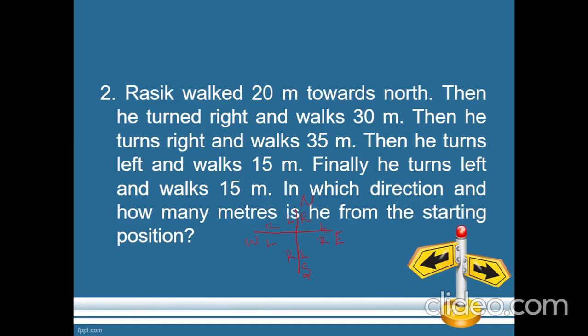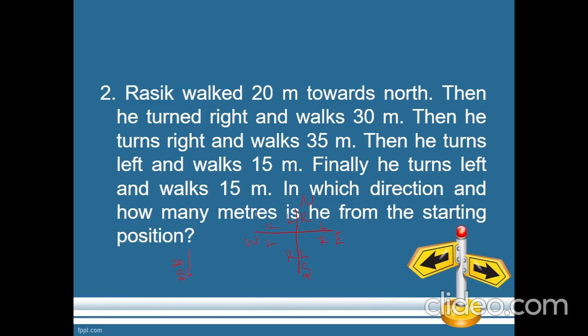Based on this, you can solve this problem. Now the Rashik walked 20 meters towards north. So therefore, you have to mention the starting point. For example, I am mentioning the starting point here. This is your starting point. From this, you just mark a point here. From this, the Rashik walked 20 meters towards north. Mention this is 20 meter towards north direction.